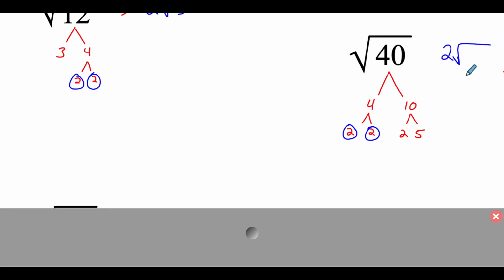Underneath the radical is anything that doesn't have a pair. Now this last 2 does not have a pair, so it stays underneath the radical. And this 5 doesn't have a pair, so it also stays underneath the radical. Now, if you have multiple numbers that get left over underneath the radical, we need to multiply those back together. So that 2 is still going to stay out in front, but if we take the 2 times the 5 underneath the radical, that's going to turn into a 10. So the square root of 40 simplifies down into 2 times the square root of 10.